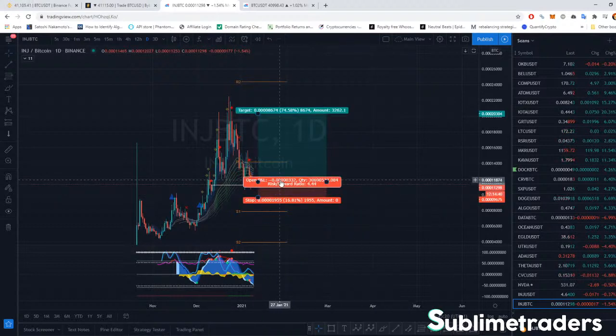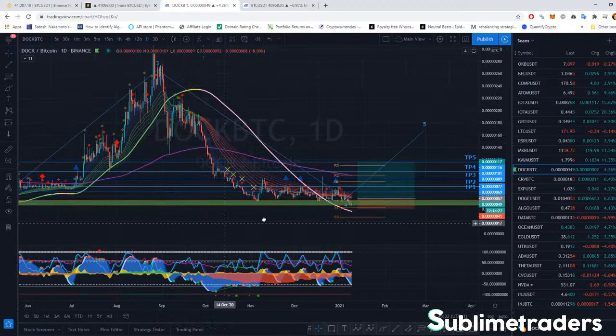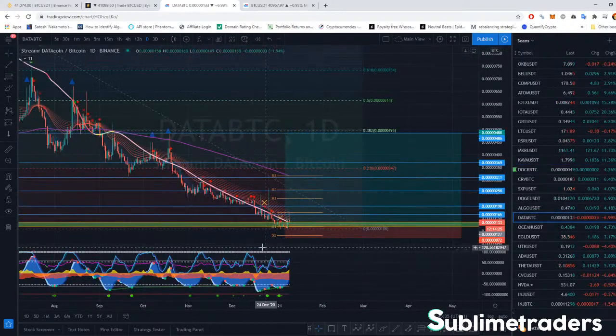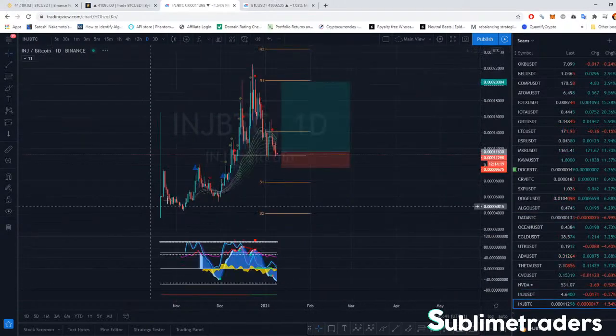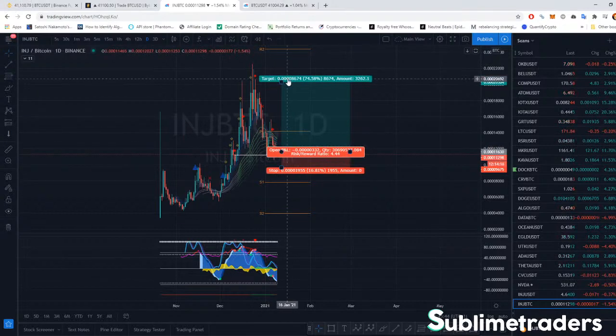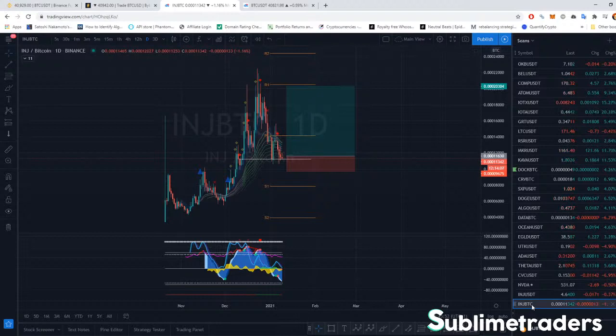But yeah, it depends on Bitcoin a lot. This one depends on Bitcoin, and it doesn't have as good an entry as DOC or data. So that's why I would say it's average. In USDT, I wouldn't touch it with a stick. With BTC, potentially, but yeah, we need to see Bitcoin price first. In general, don't try to chase BTC pairs when Bitcoin is pumping. Don't.